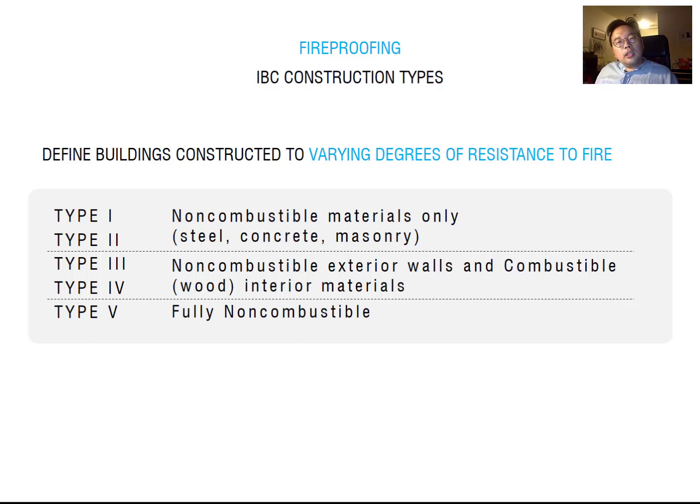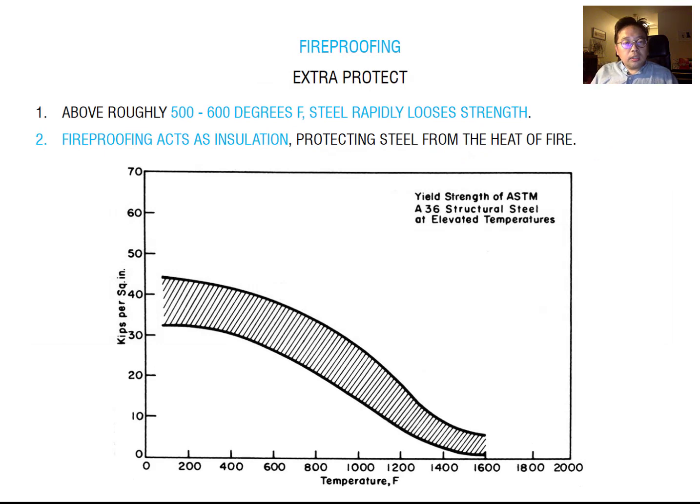Okay. So why do we need fire protection for non-combustible material? Because you have to know this graph. You can see above 500 to 600, around here, the steel rapidly loses its strength. It rapidly loses strength. So when the steel fails and loses strength, what happens? The building will collapse, right? So that's why we have to provide fire protection for the non-combustible material, which is steel material.